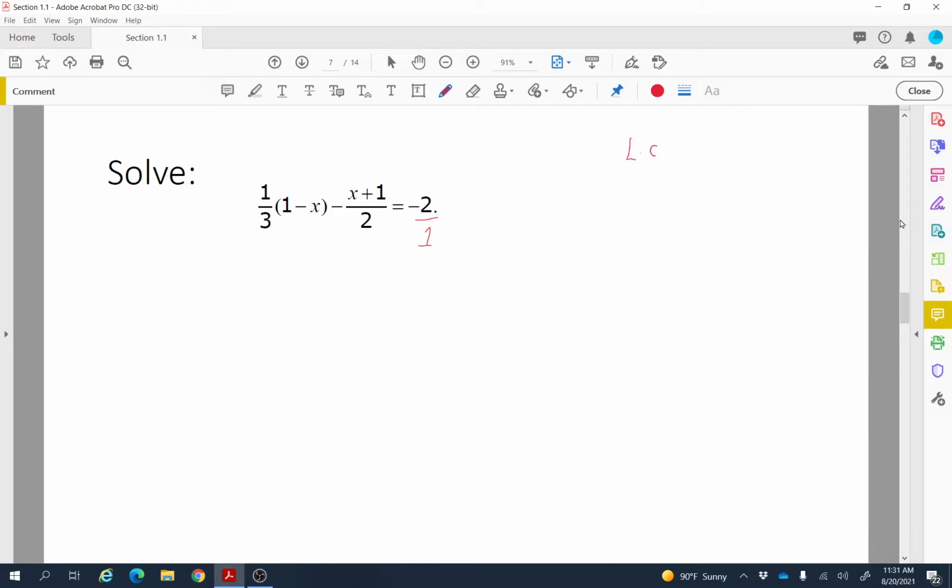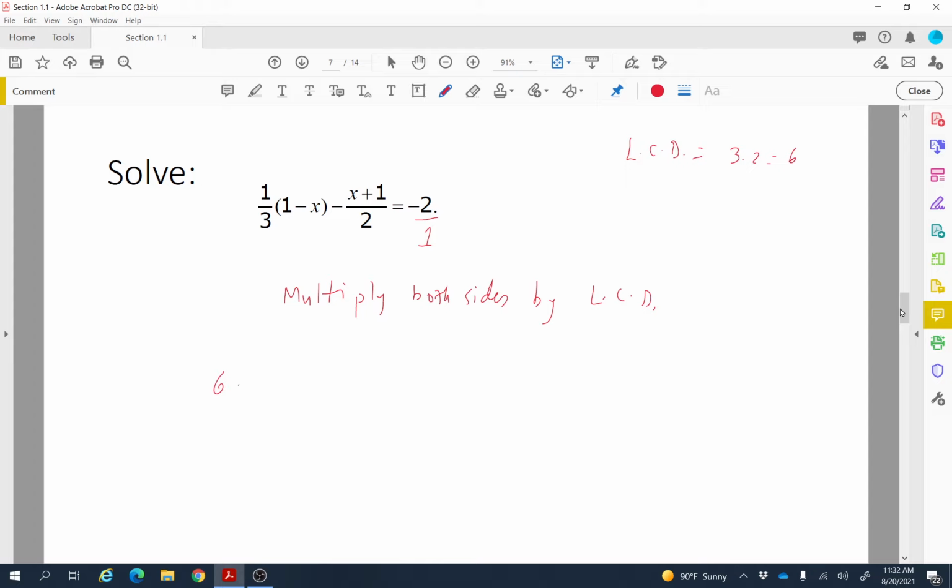So the least common denominator of 3, 2 and 1 is actually 3 times 2, which is 6. So whenever you see a fraction like this, to handle that fraction, we find the least common denominator and multiply both sides by the LCD, and that will change the equation into non-fraction form. So multiply both sides by the LCD, which is 6 in this case.